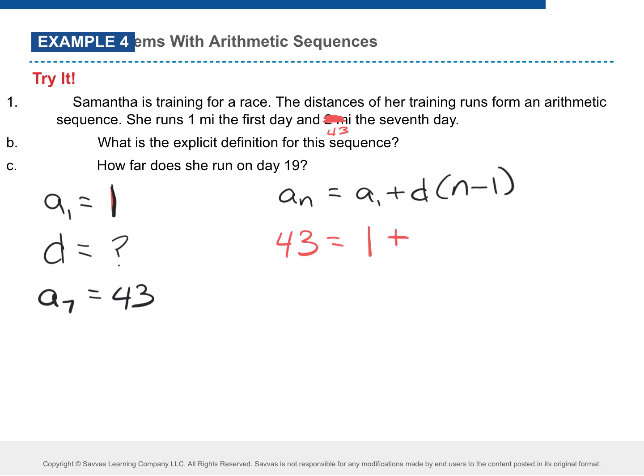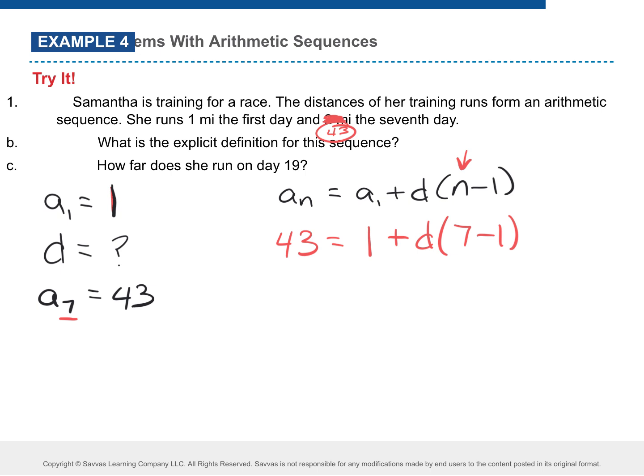1 plus, do we know what D is? No. Do we know what N is? Yes. What is it? 43. It is not 43. 7. Yep. So where did that 43 come from then? 43 is how many she ran that day. But why did you put 43 instead of A7? Because on day 7, she ran 43. And remember that N equals 7, because N is the day.